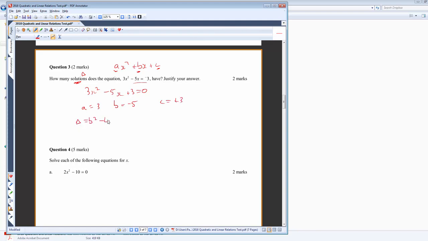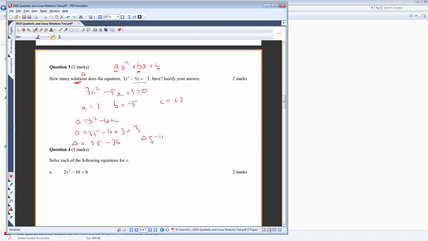Alright, let's write the discriminant. B squared take 4ac. And our b value is -5, and we're going to square -5, so -5 times -5 is 25. Take 4 times a, which is 3, times c, which is 3. Discriminant is 25. Take away 12, 12 threes are 36. The discriminant is -11.